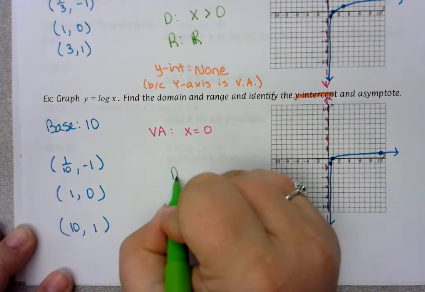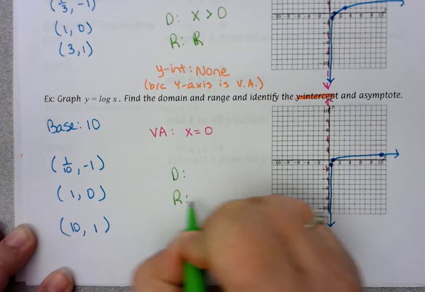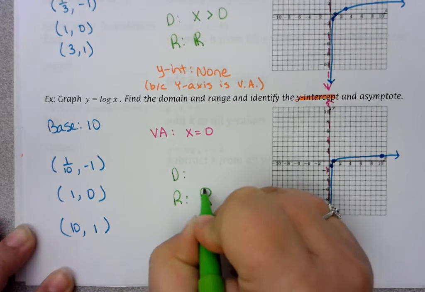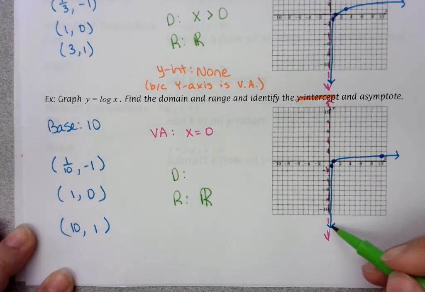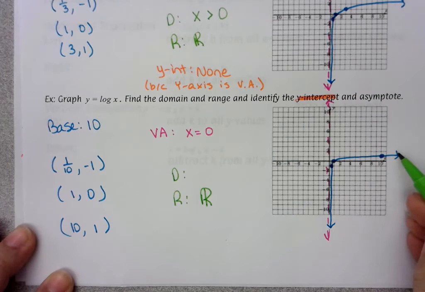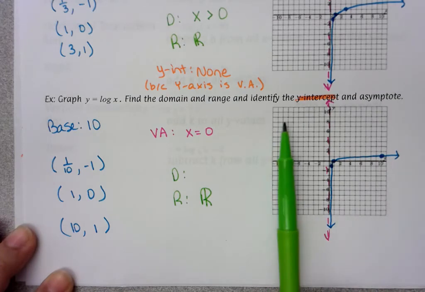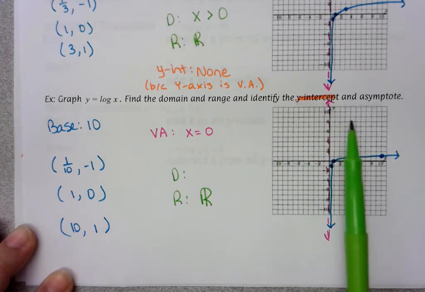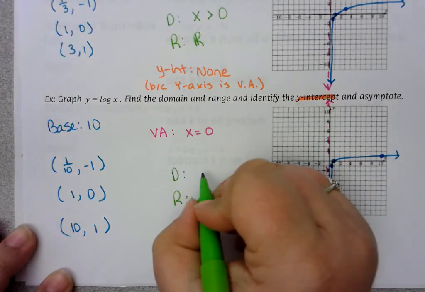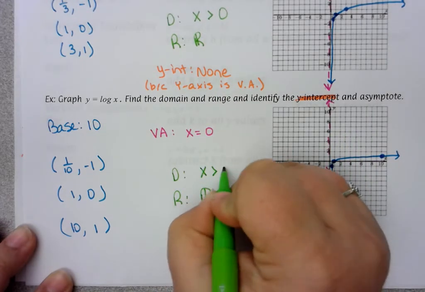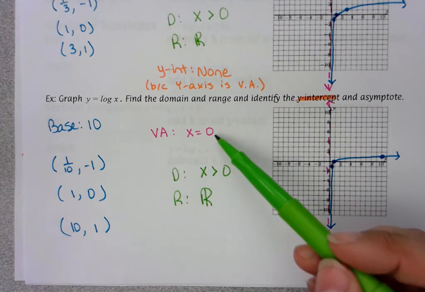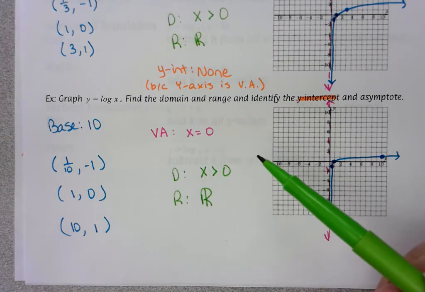Now domain and range. Range on logarithms is always all real numbers because it goes from an arrow at the bottom to an arrow at the top. Then domain, there's no graph here until I get to this pink line, and then there's graph over here. So there's graph only greater than 0. And again, notice the asymptote and that match up.